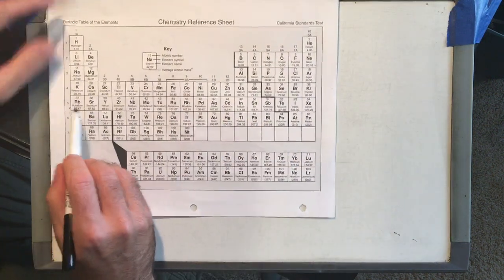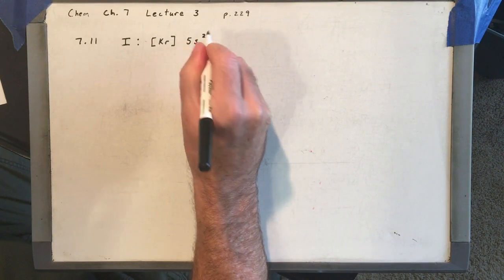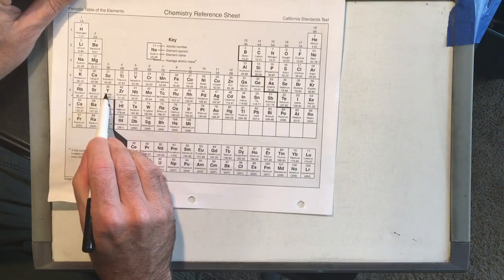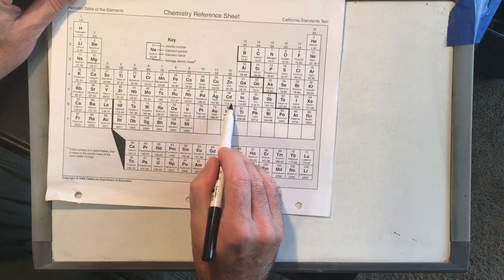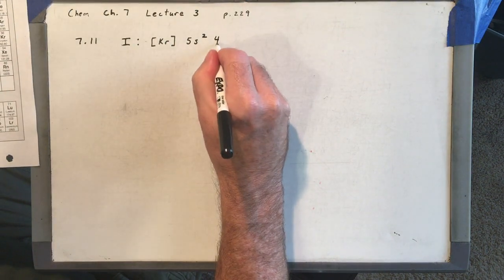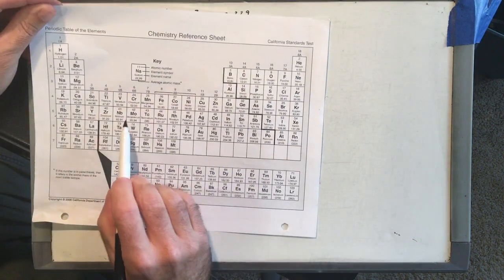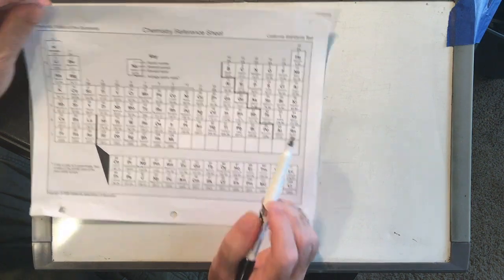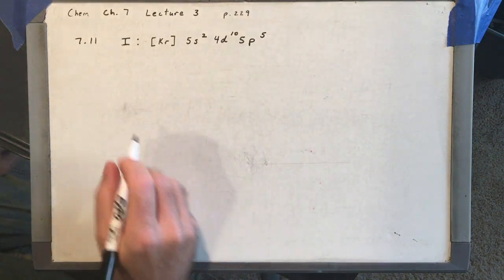So we're at 5s2. Then we're in D block, and we have to subtract an energy level. 4d10, all the way over to indium. Then we're back up to energy level 5. And we're in P block. 1, 2, 3, 4, 5. 5p5. So that saved a whole lot of writing.